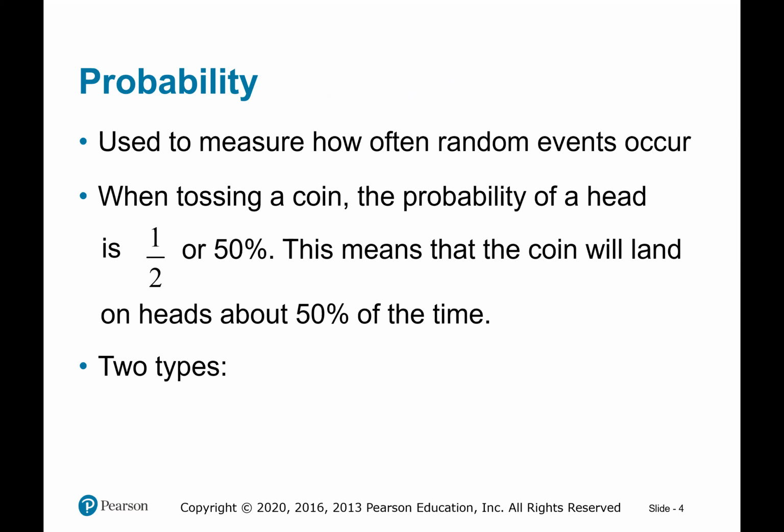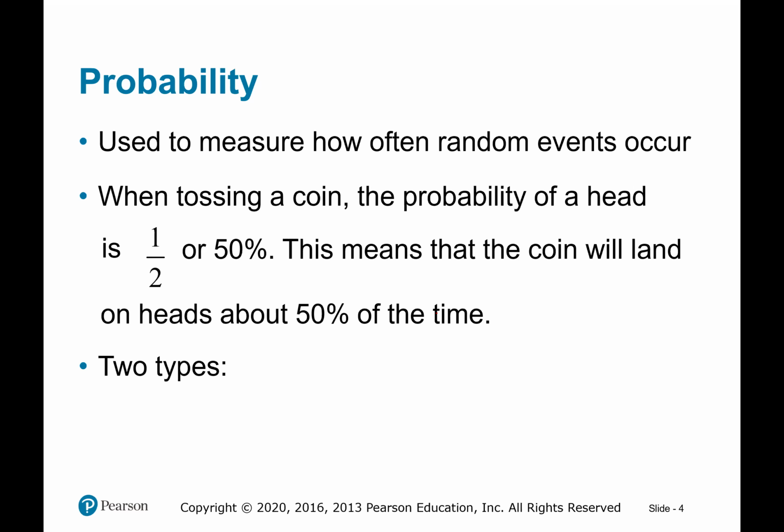Okay, let's talk about probabilities in this chapter. We use probability to measure how often random events occur. When tossing a coin, the probability of a head is 1/2. You should know that, right? The probability of a tail is also 1/2, or 50%. So this means the coin will land on heads or tails about 50% of the time.